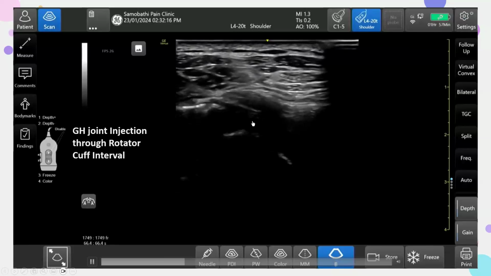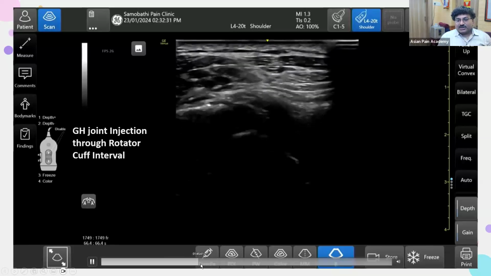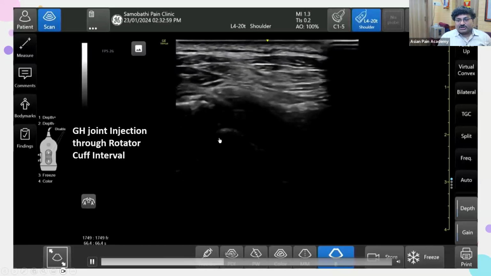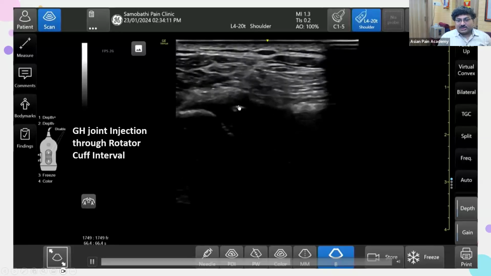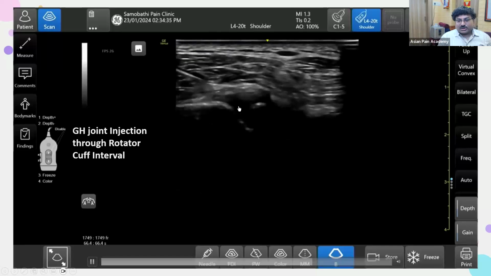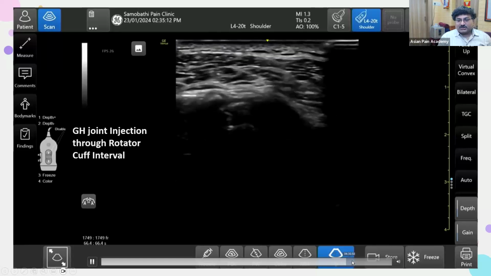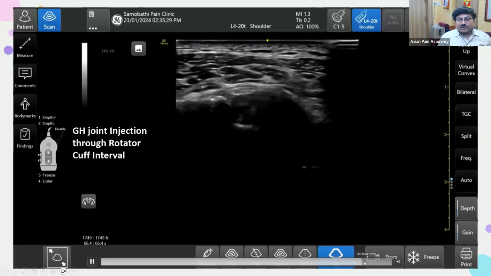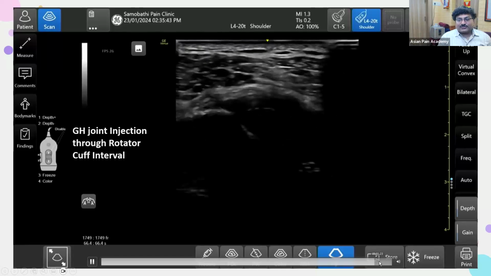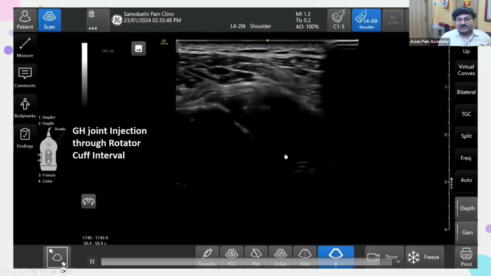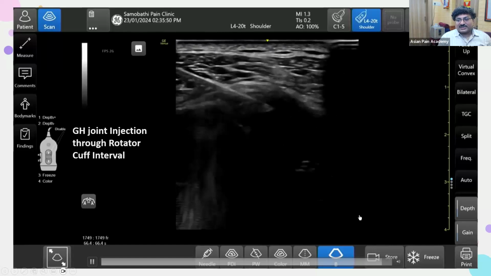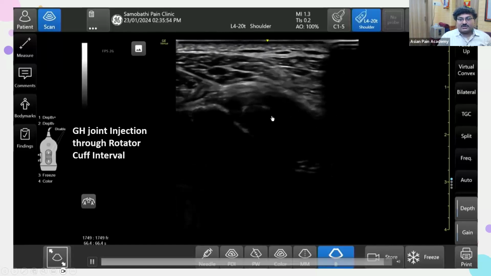Okay. So once we have reached that area, then we'll be injecting. It will take time, and you will see the CHL will move up once we start injecting. We are injecting for long. Now you see the fluid around has also increased. Then we'll check from different angles that it is going perfectly within the joint. See, now this portion is comparatively distended after giving the injection.